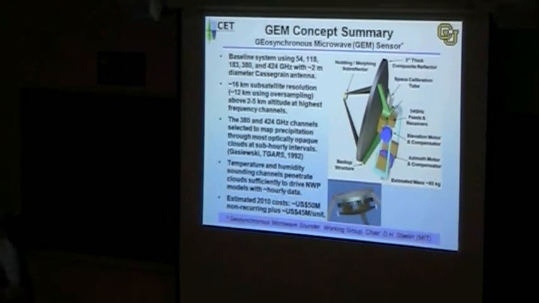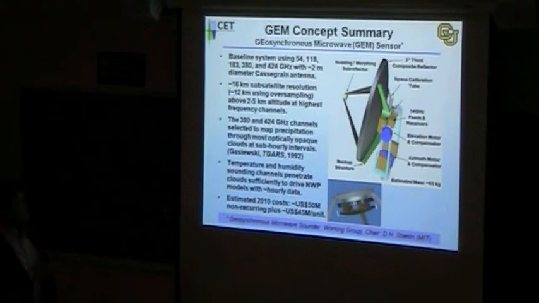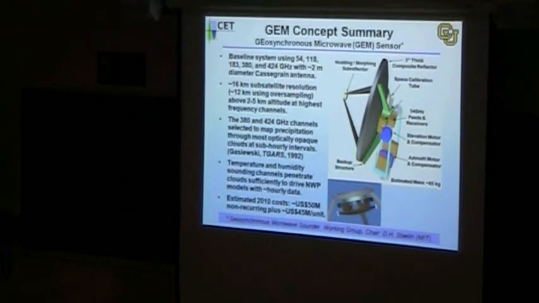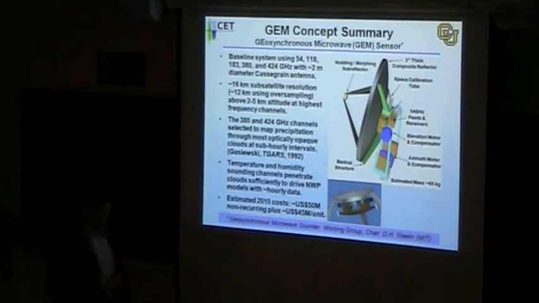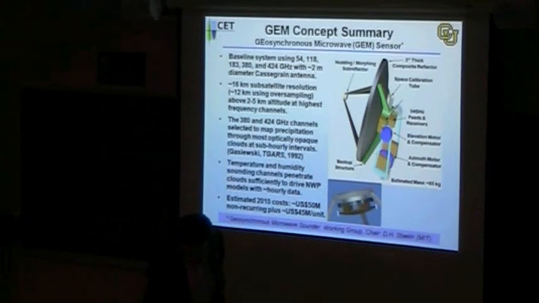So this is a fairly practical system. It does have some moving parts, and that's a source of concern. It could be built, we believe, for something like around $50 million and placed on a geostationary bus.